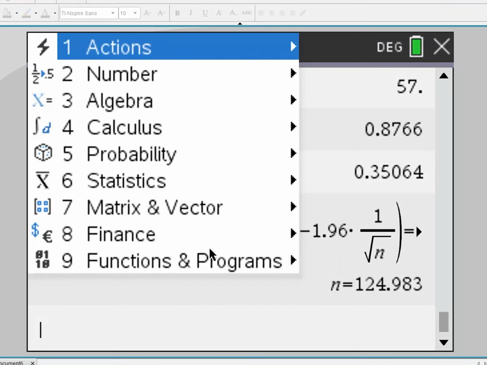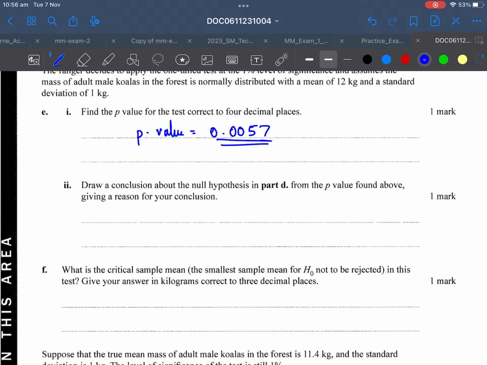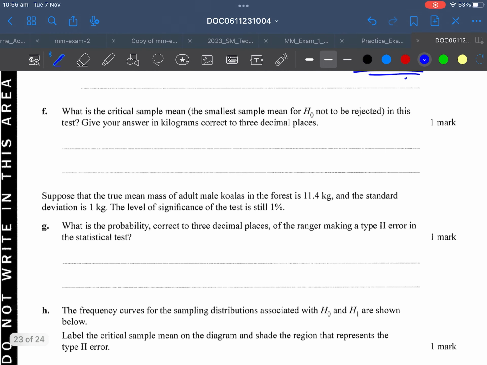Draw a conclusion about the null hypothesis in part D from the p-value found above, giving a reason for your conclusion. So since the p-value is less than the statistical significance, we reject H0. Okay. What is the critical sample mean, the smallest mean for H0 to not be rejected?